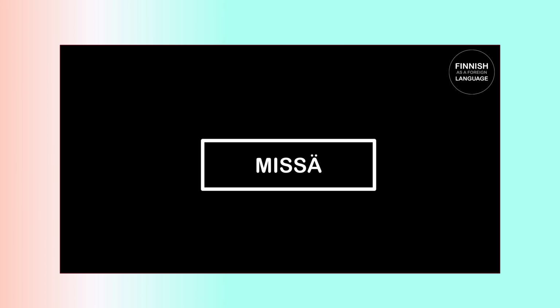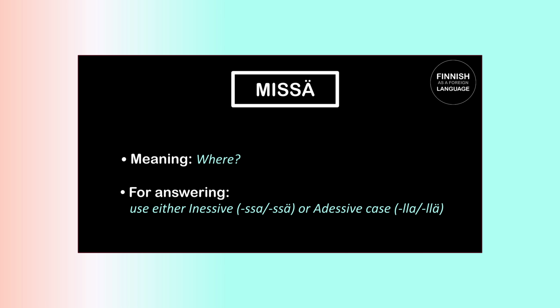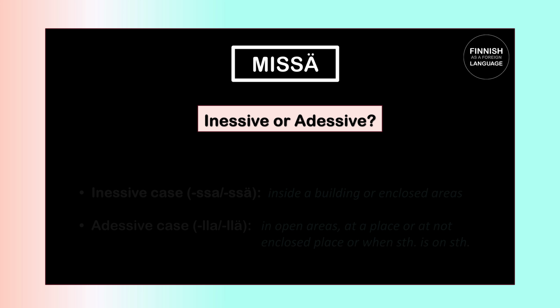Alright, now let's focus on the details. Let's start with missä. As already mentioned before, missä means where, and it is used when we want to ask where something or someone is. To answer to a missä question, we have to decide either between the inassive case or the additive case. But how do we know if we need the inassive or additive case?